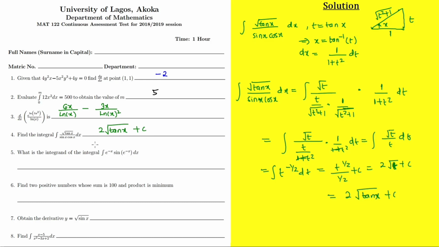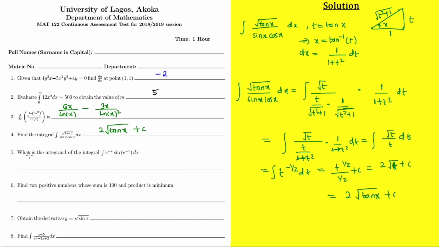Now you have to take note here that since it's an indefinite integral, I need to add my arbitrary constant. The lecturer can decide to remove some marks if you don't add an arbitrary constant. So our answer is 2 square root of tan x plus c, and don't forget to add your arbitrary constant. So let's move on to the next question.